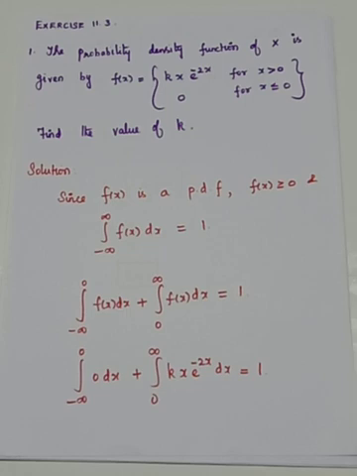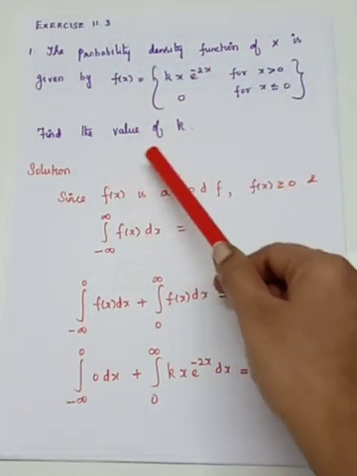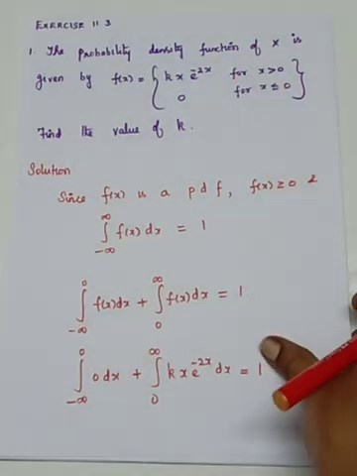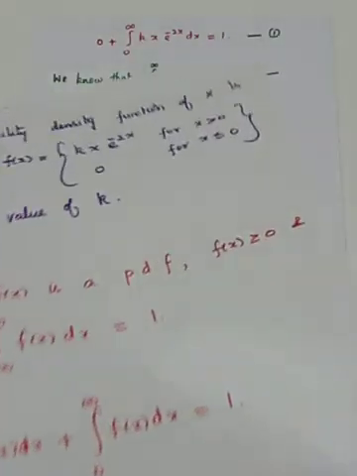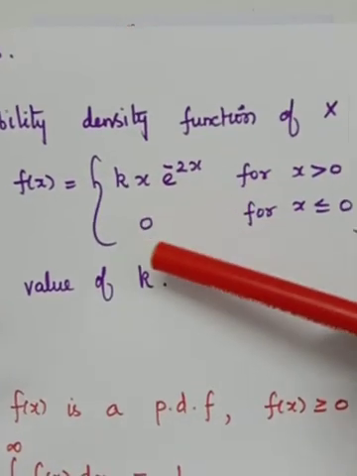Okay, first one: the probability density function of x is given like this. Find the value of k. First we should know about the given function. You see, it is f of x.